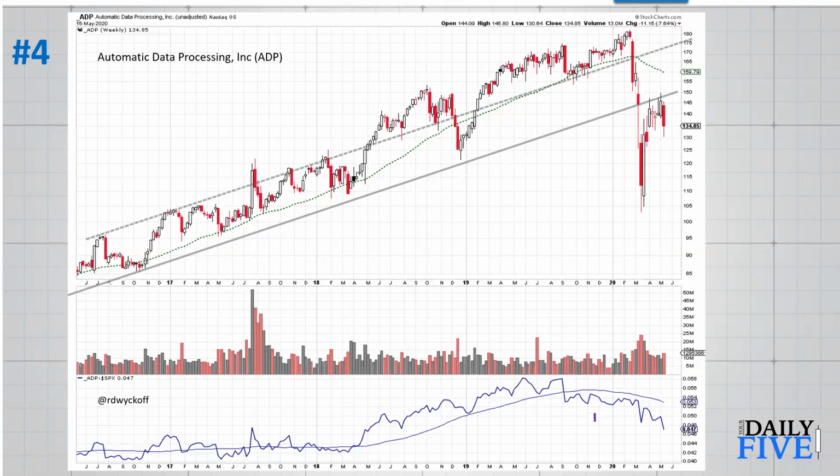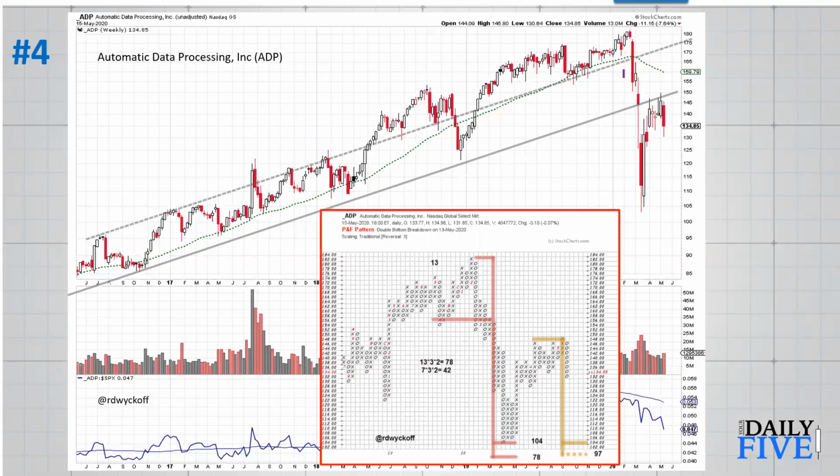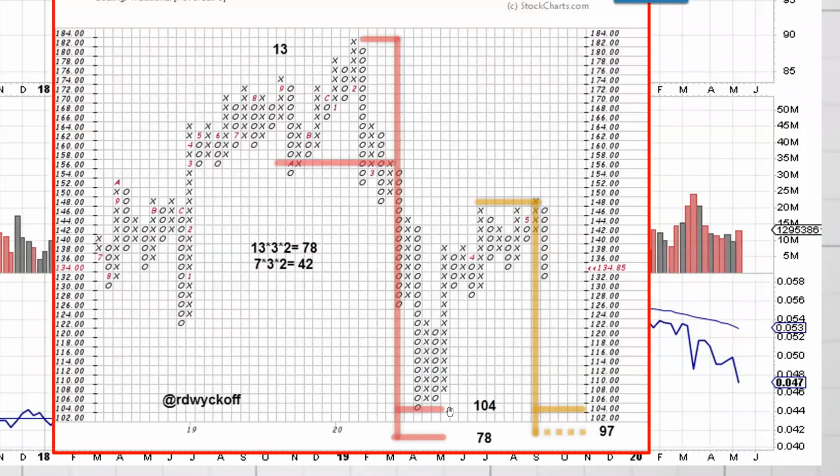But notice the relative strength is already in a downtrend. So this decline is really a severe decline because it's already a relative strength laggard. So what kind of count potential is there in ADP off of the peak? We can see the distributional count across here counts down to 104 to 78. And in fact, we go right to this 104 area, touch it exactly, and then have a rally.